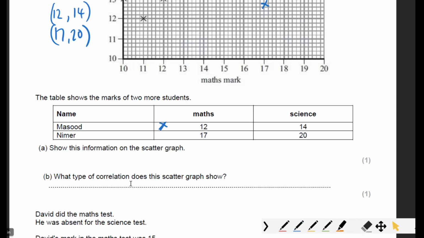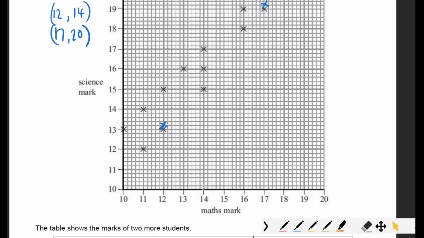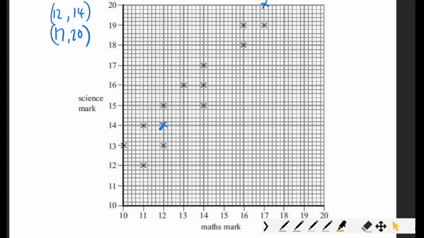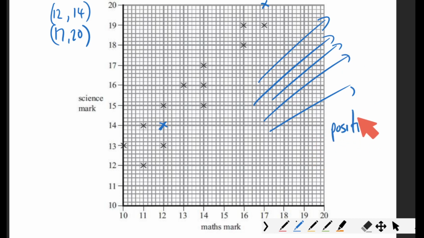It's asking what type of correlation this graph shows. It's a positive correlation because the crosses, the coordinates, are going uphill, kind of going that way. If they're all going in that direction, then it's a positive correlation. But if the crosses were going downhill like that, then it's a negative correlation.